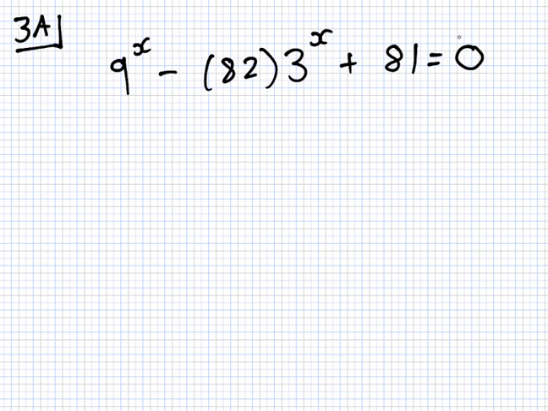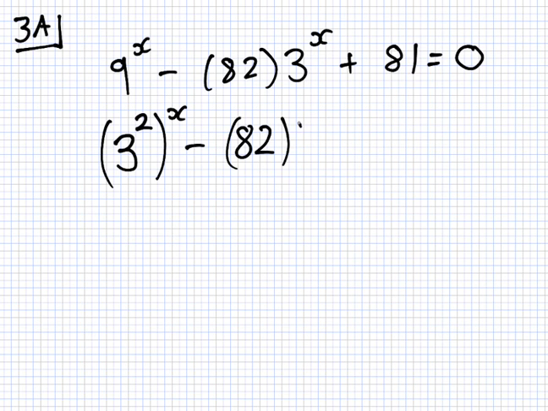What's your idea? I'm thinking we should reduce 9 and 81. 9 and 81, okay, yeah. Well, that's true, we do have to for the 9. In fact, we don't need to for the 81, and we can see why in a minute. But the 9 needs to be reduced. This is 3 squared to the power x minus 82 times 3 power x plus 81 equals 0.